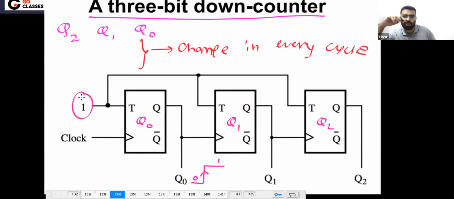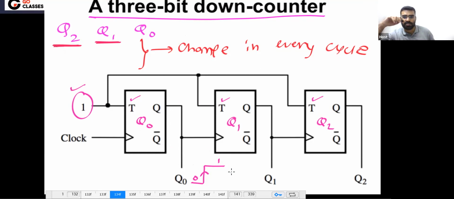Remember, everything is connected to 1. All the T inputs are connected to 1. So this is what we want, yes or no? When Q0 is going from 0 to 1, we want this Q1 to change. This is what we want. So that is the reason we are doing this.